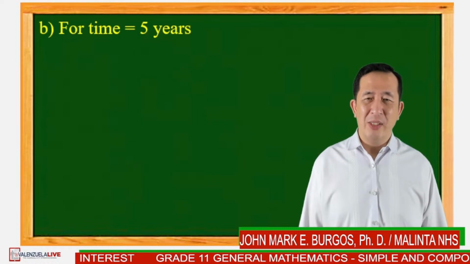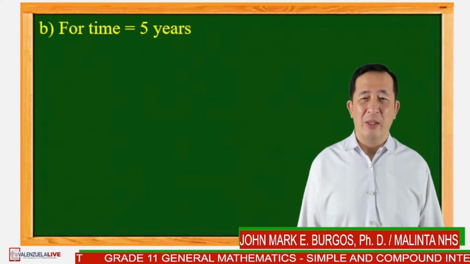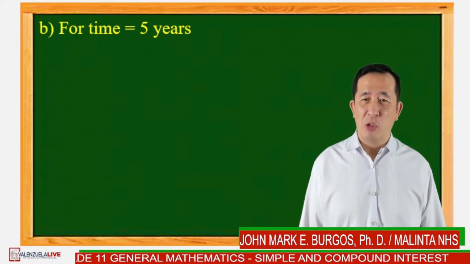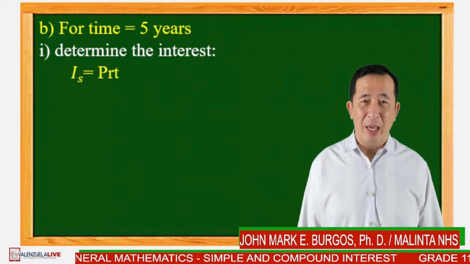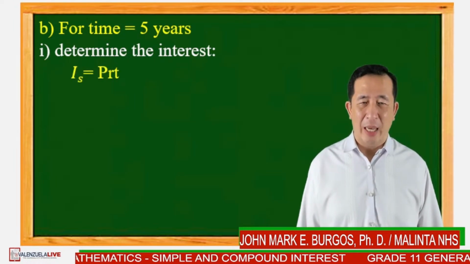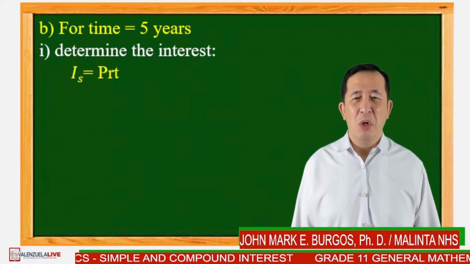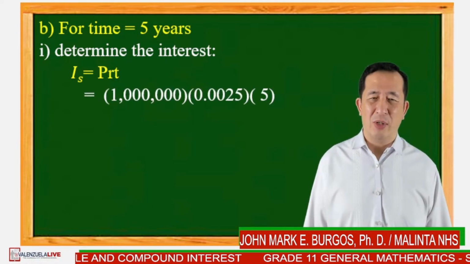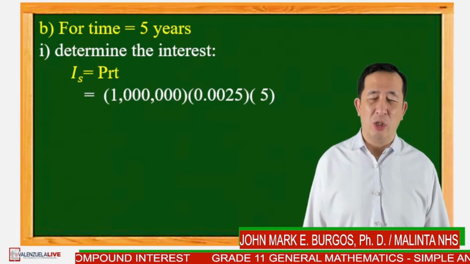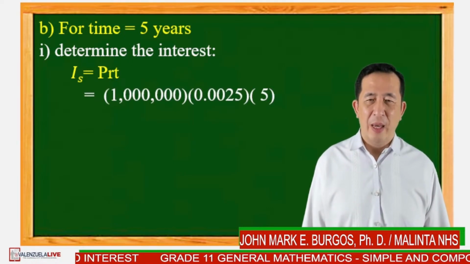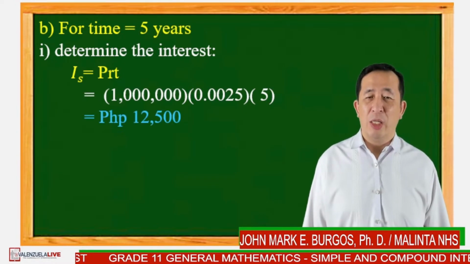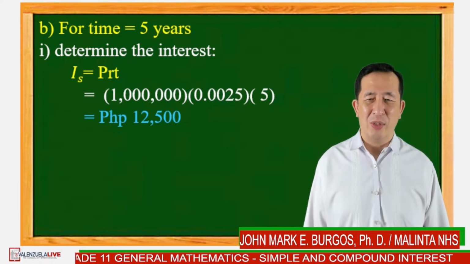For 5 years, we have to determine the interest first. So we have to use I is equal to P times R times T. And to substitute the values, we have 1 million pesos times 0.0025 times 5. The interest will be 12,500 pesos.